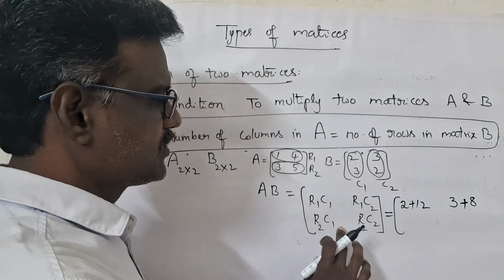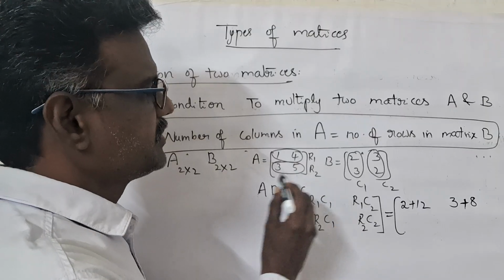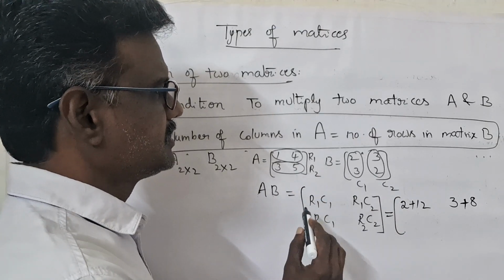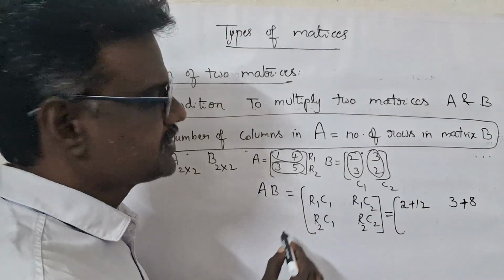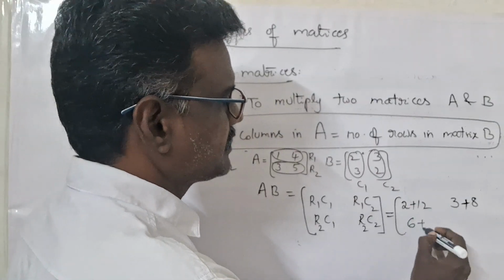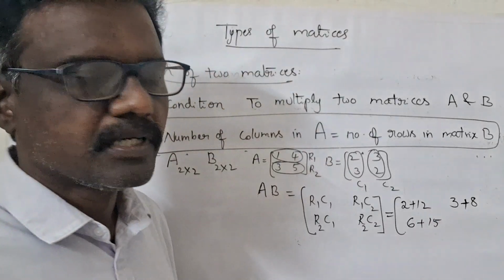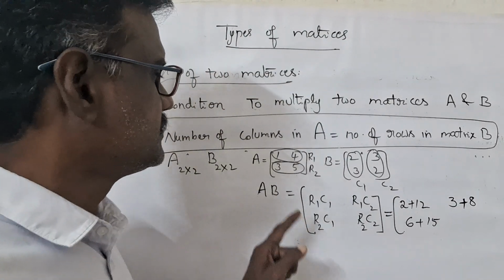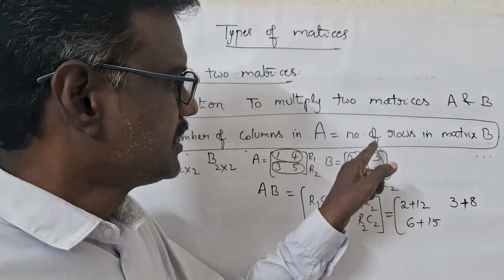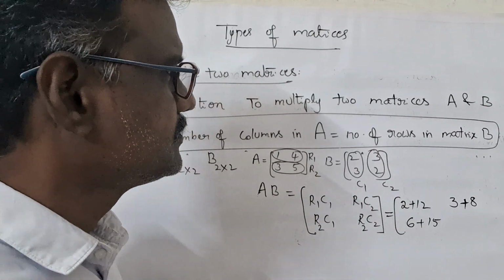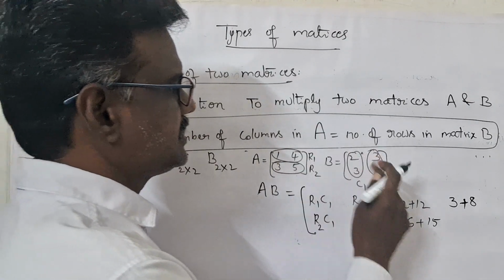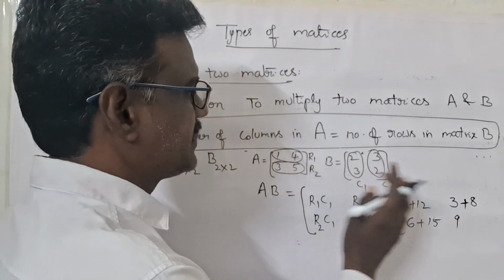Next, row 2, column 1. Row 2 elements are 3, 5. Column 1 elements are 2 and 3. Multiply the elements individually. 3 2s are 6, 5 3s are 15. Next, row 2, column 2. Row 2 elements are 3, 5. Column 2 elements are 3, 2. Multiply individually: 3 3s are 9, 5 2s are 10.